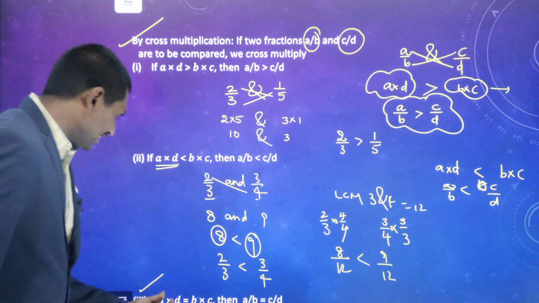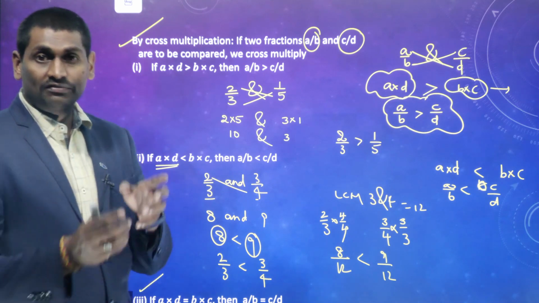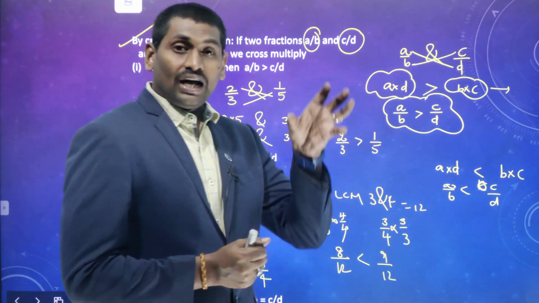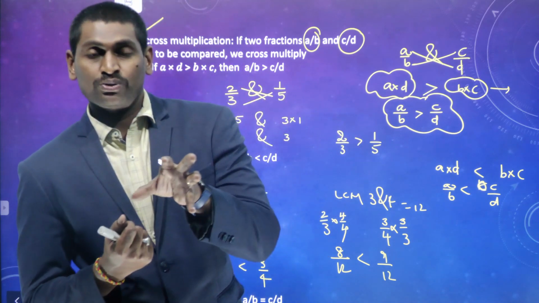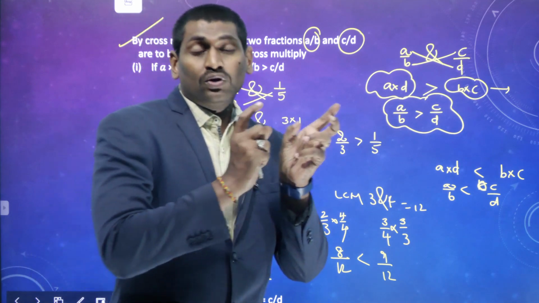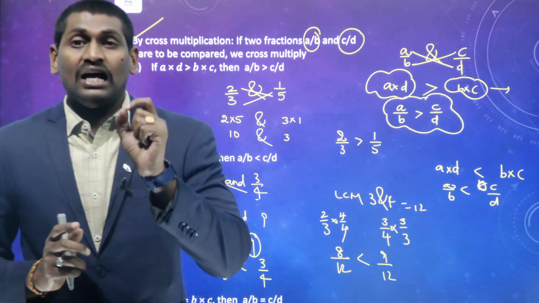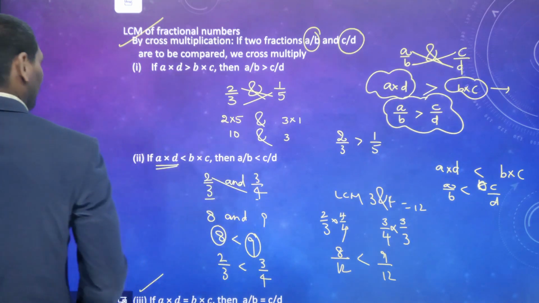So let me check the third situation. The third situation is A into D equals B into C. That means when you apply the cross multiplication, if the A into D and B into C values are both equal, we have to recognize that both the fractional numbers are equivalent fractions.